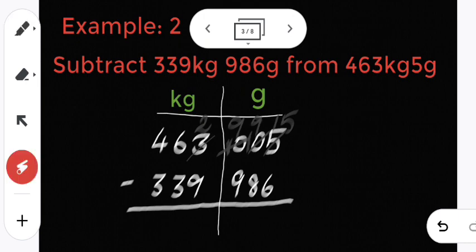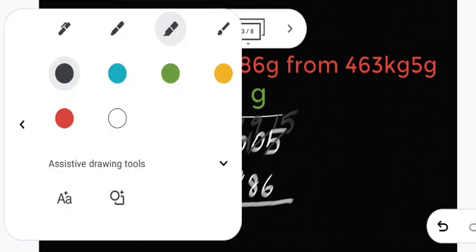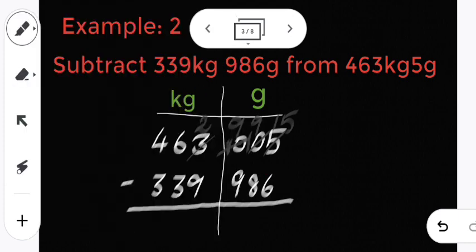Okay, so from 15 you minus 6. If you minus 6 it will be 9. Again 9 minus 8, 1. Again 9 minus 9, 0.